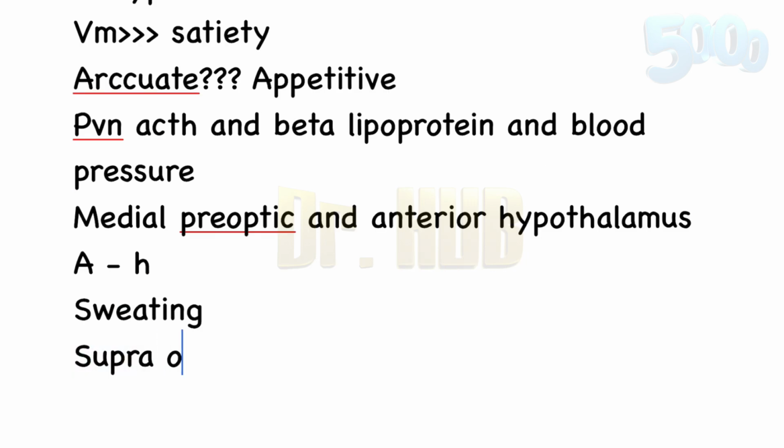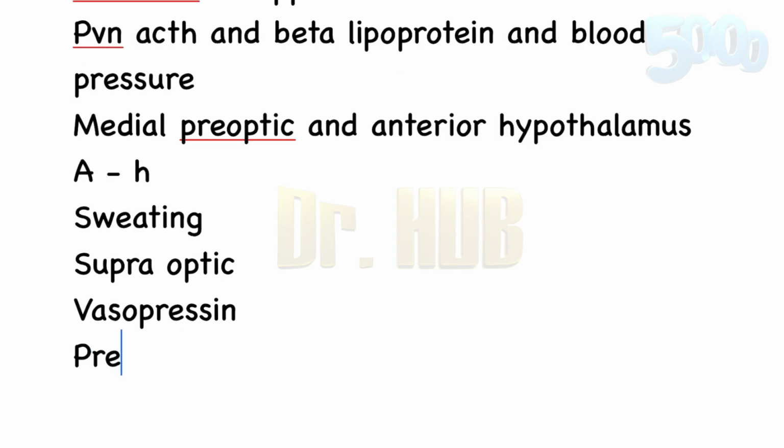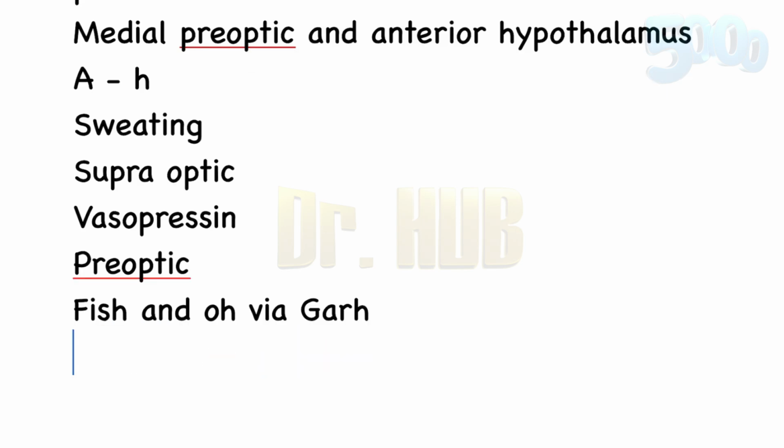Now we move on to the supraoptic. So here in supraoptic it causes the vasopressin, and then we move on to the preoptic. So here in preoptic it includes the FSH and also the LH via the GnRH.